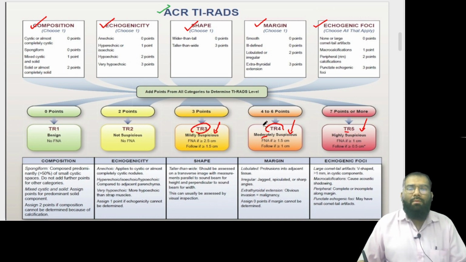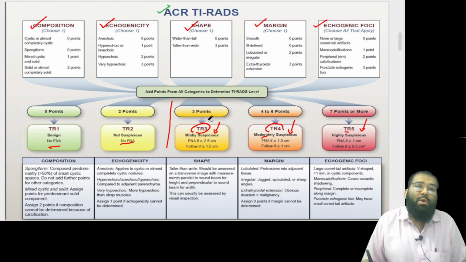Now, till tier 2, we do not recommend FNA, no FNAC, fine needle aspiration cytology. But once it comes to tier 3, if the size is more than 2.5 centimeter, you go for FNAC. Similarly, in tier 4, if the size is more than 1.5 centimeter, you go for FNAC. But if the size is lesser, then you just go for follow-up. If it is tier 5, highly suspicious, you go for FNA if it is more than 1 centimeter.